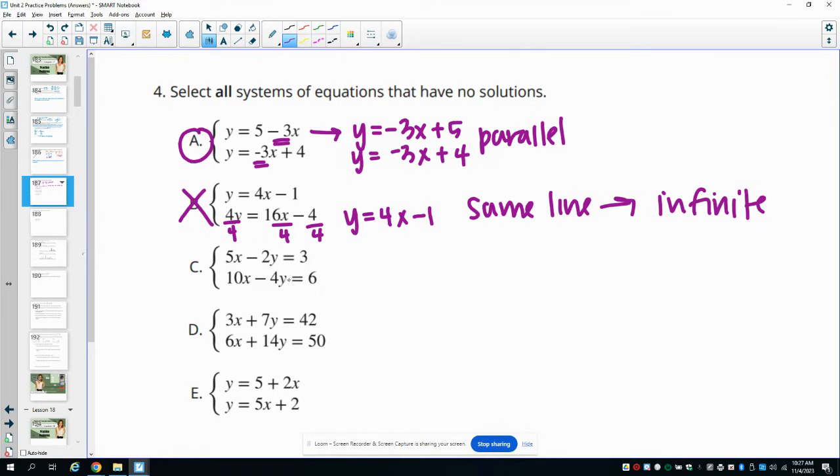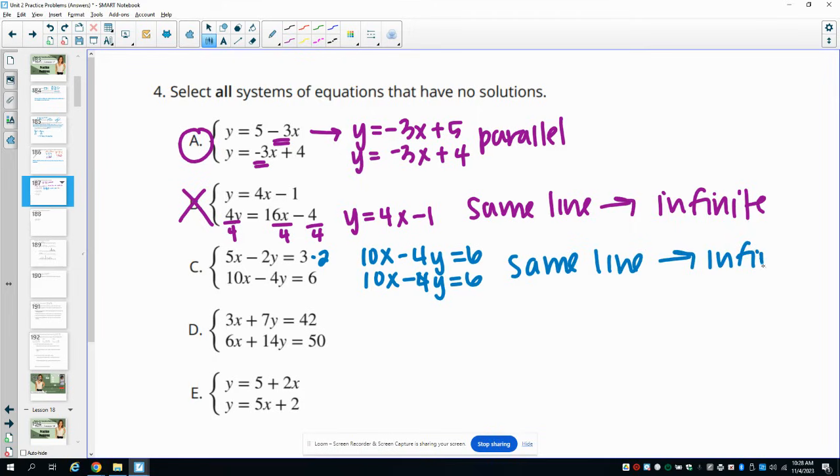This next one, I'm just going to multiply the top equation by 2 to see if we can get it the same. So 5 to 10 is multiplying by 2. So I'm just going to multiply by 2. So 10x, -4y, and 6. And then if I look at that bottom equation, they're the exact same. So again, they're the exact same line. So this is going to be infinite solutions. So we're looking for all the ones that have no solution.